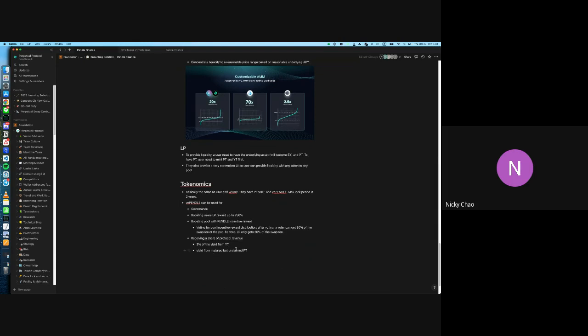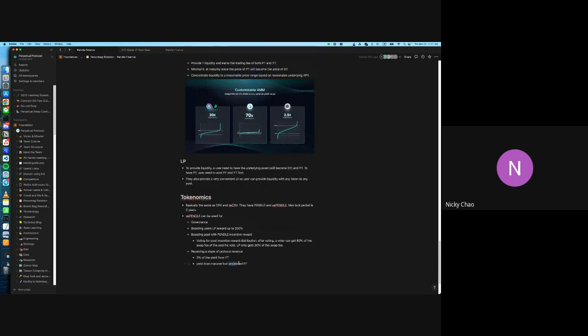And also, if there's some unclaimed PT after maturity, the corresponding YT will not receive yield. So if there is some PT that is matured but unclaimed, the yield will actually go to the protocol. So that's another source of the protocol revenue.